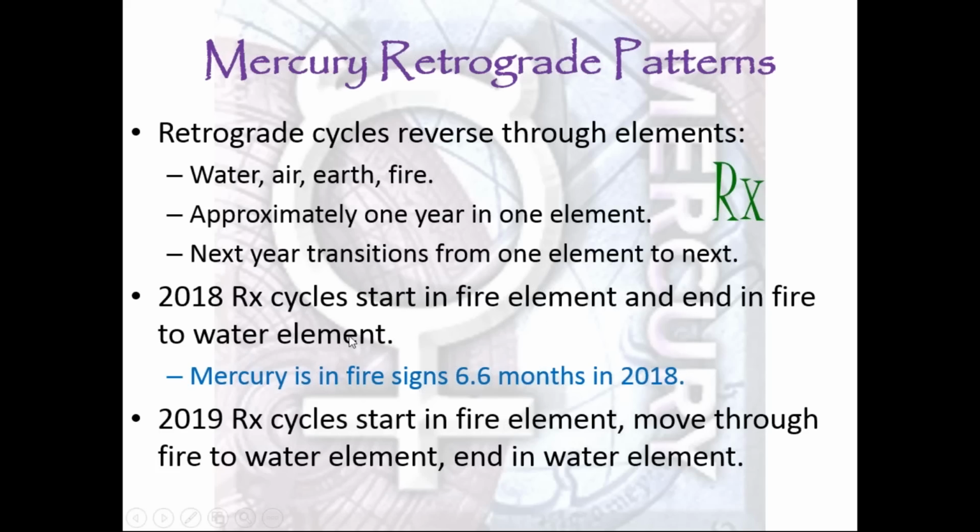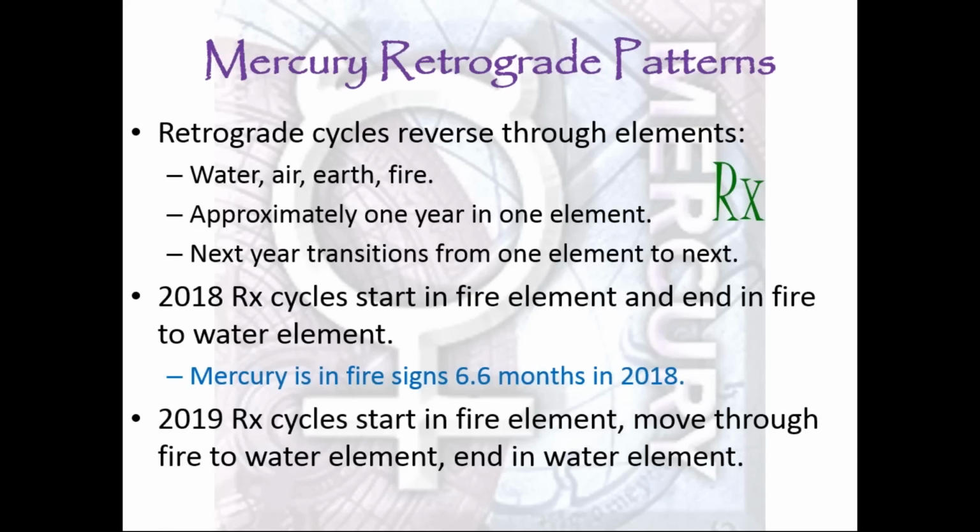So as you can see here, again, 2018 starts in fire, ends in the fire to water element. Next year, we're going to have a fire retrograde, we're going to have a fire to water retrograde, and we're going to have a water retrograde cycle going through.